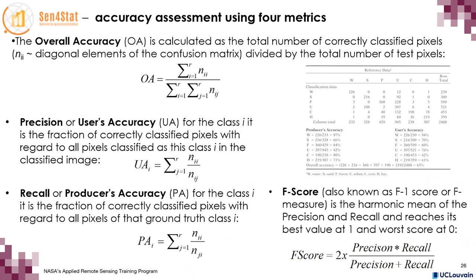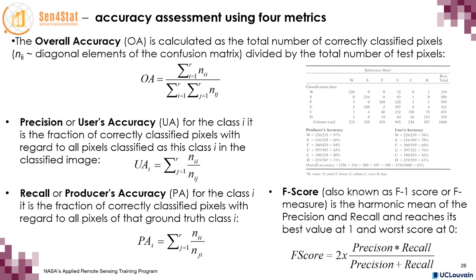This dataset, serving as reference for validation, will allow to compute a confusion matrix where we match the classification with regard to the reference data. This confusion matrix allows to compute four different metrics, which are as follows. The overall accuracy that you all know, corresponding to the diagonal of the matrix divided by the number of samples. The user accuracy, also called precision, corresponding to the fraction of the correctly classified pixels with regard to all pixels classified as this class in the classified image. And the producer accuracy, corresponding to the fraction of correctly classified pixels with regard to all pixels on the ground true to the class.